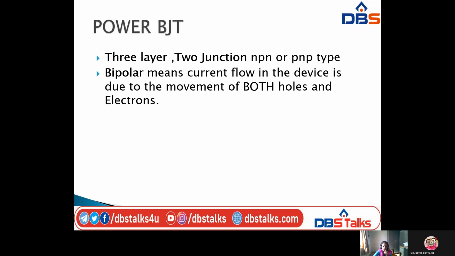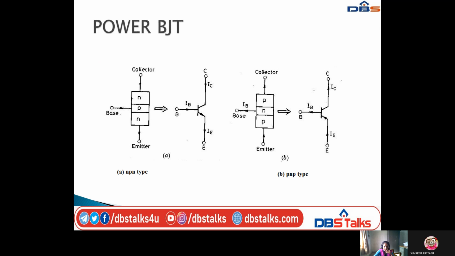So these are the circuit diagrams for BJT. Here we have NPN type BJT and PNP type BJT. Here we have collector, base, emitter. This is the equivalent circuit for NPN type, with collector, emitter and base. And this is PNP type BJT, with the same collector, base, emitter, and this is the equivalent circuit for PNP type.